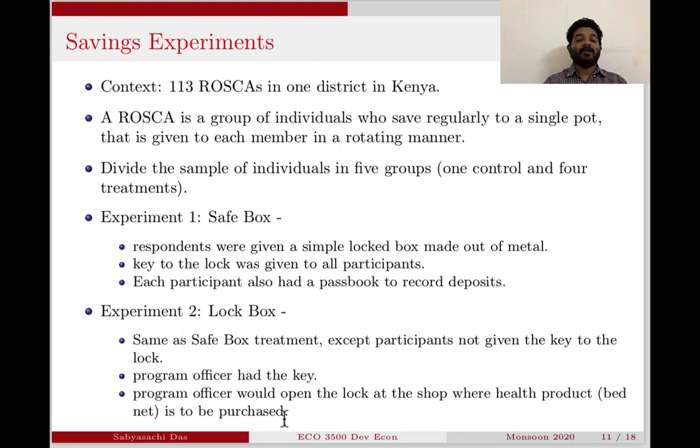And when they were participating in the program, the participants believed that they could not just open the box by calling the program officer and use it for any other purpose. So this is the lockbox treatment, where the difference is that you can't really take out money in the middle if you want, as opposed to here where you have that flexibility.